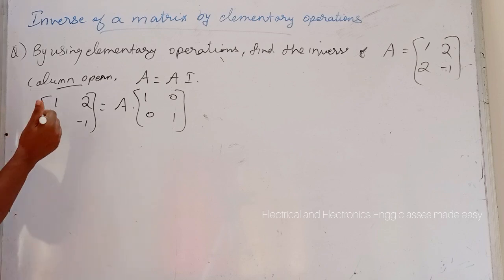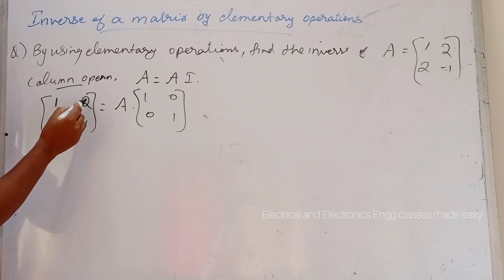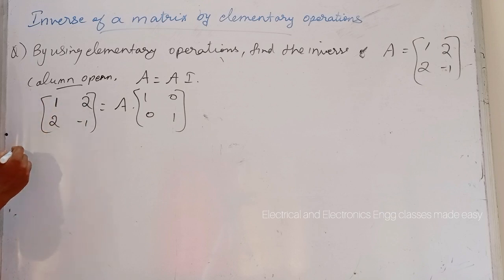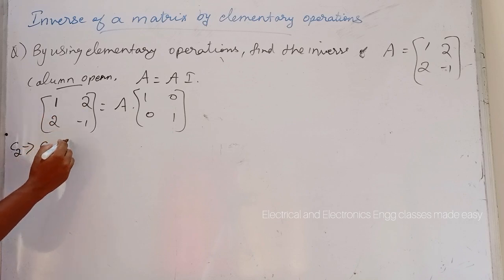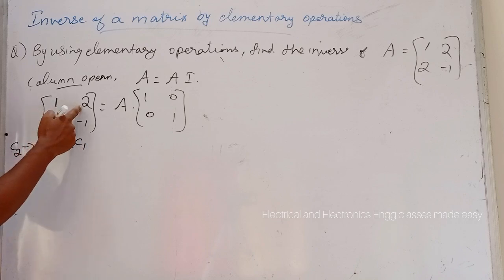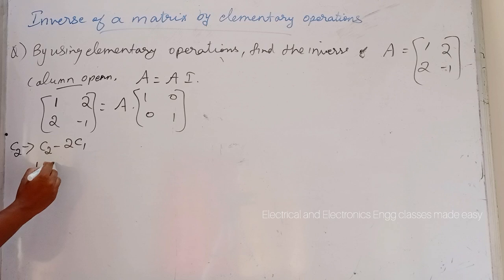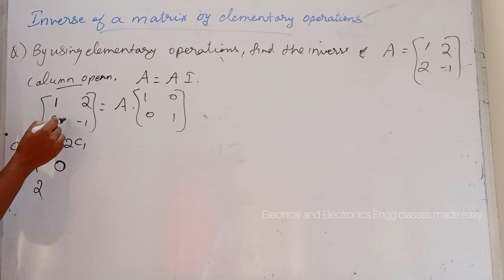So for that, this is 1 itself. Next we have to make this one 0. That is C2 implies C2 minus 2C1 we have to do. So that is 1, next is 0. Then here 2 itself, that is C1, no change.